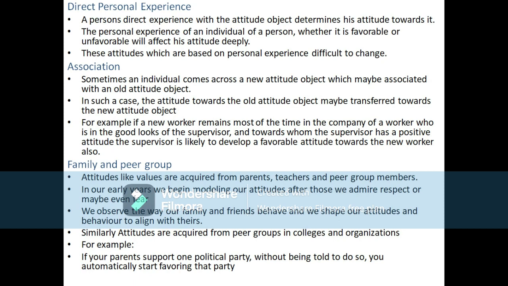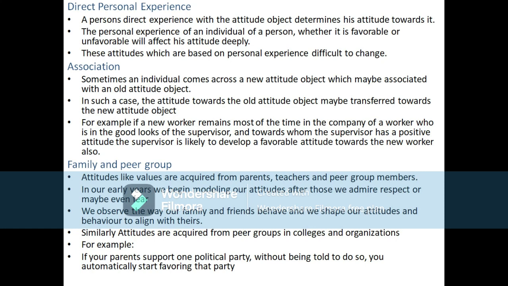We have either a positive or negative attitude towards objects, things, or persons depending upon the experience with that person, that object, or the events or situations. Finally we can say that we have a direct personal experience. According to that experience, attitudes can be created, either favorable or unfavorable, positive or negative. All these depend upon experiences. Attitudes based on personal experience are also difficult to change.